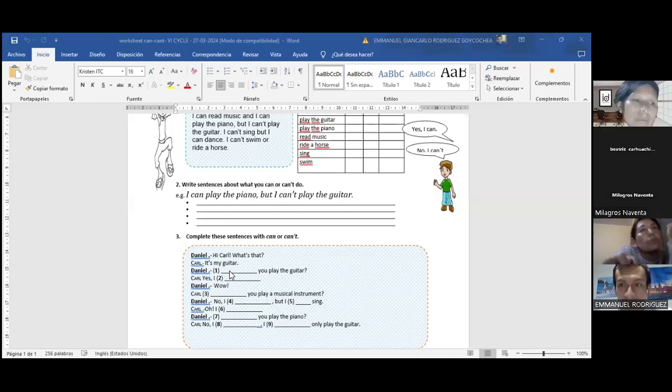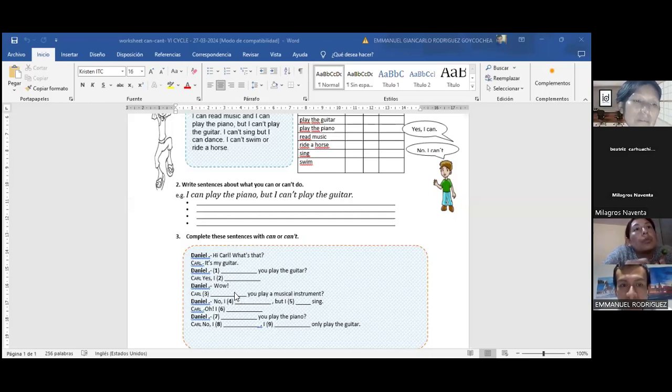Can you play the guitar? Ok? Ajá, me está preguntando, ¿puedes tú tocar la guitarra? Ok, ahora, ¿cómo sería la respuesta? Acá veo una opción, dice, yes, I can. Ok, wow. Can. Luego dice, you play a musical instrument.